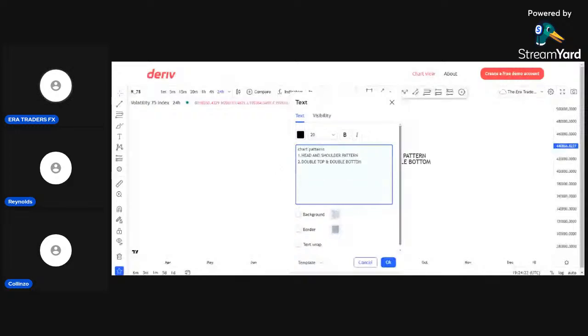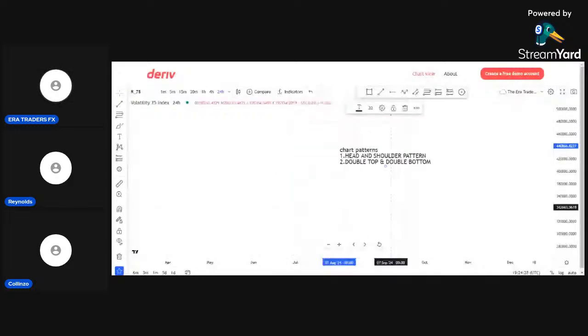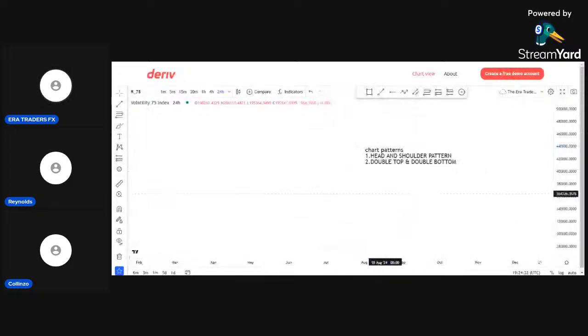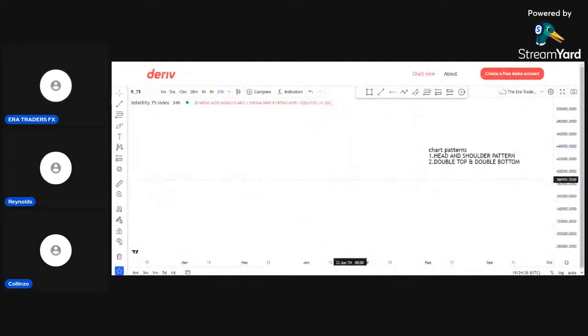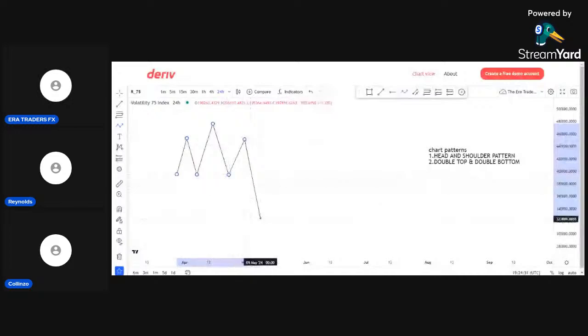Your chart patterns are patterns that occur in the market, and when they occur, they tell you what the market is going to do. So the head and shoulder pattern is, like the name implies, head and shoulder, head and shoulder. All right.